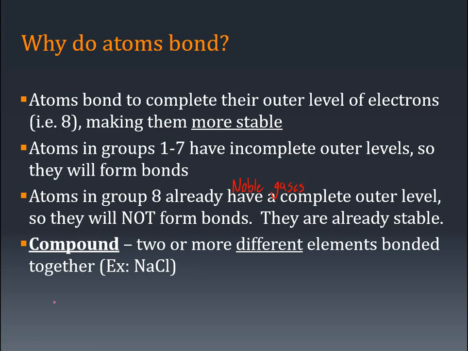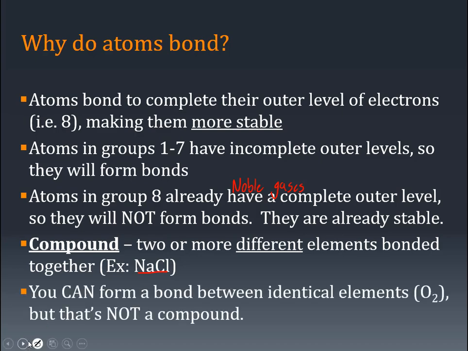And so they'll form a compound. Remember, that's 2 or more different elements bonded together. So salt, which is sodium chloride, is the combination of sodium ions and chlorine ions stuck together. And they stick because they have opposite charges. Now, oxygen gas is just oxygen. It is 2 atoms of oxygen stuck together. They are bonded, but because they're identical elements, it's not a compound.